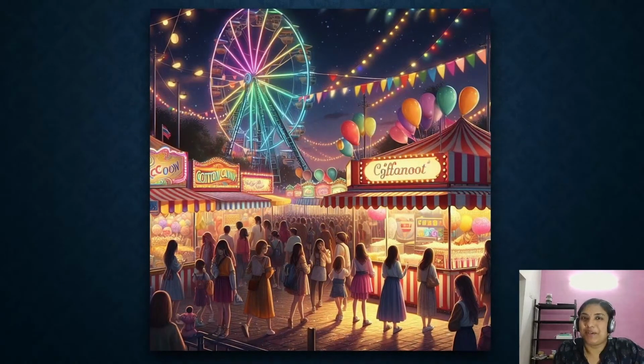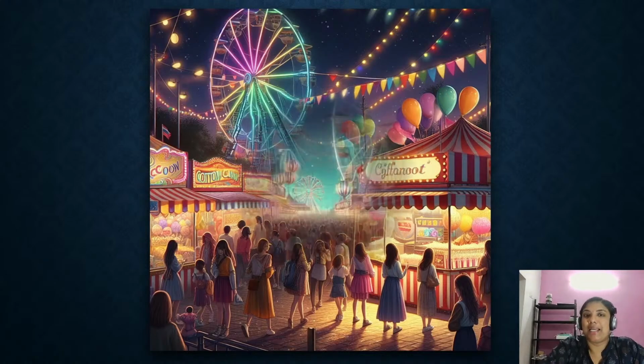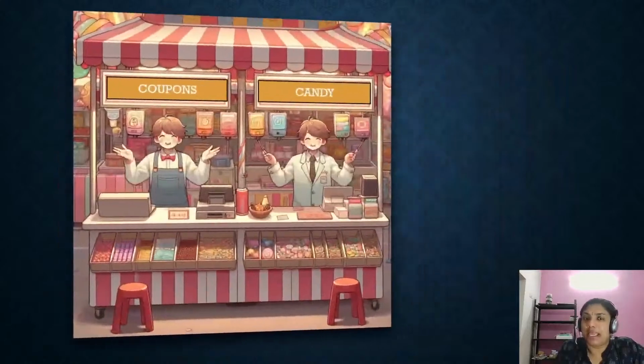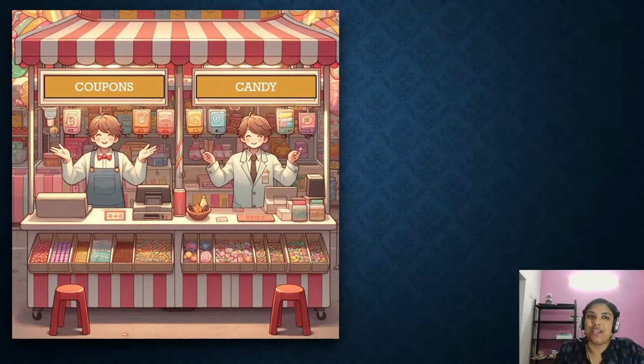So, some friends are going to this carnival. Okay, and this carnival consists of so many stalls. Game stalls were there, food stalls were there, activity stalls were there, and these friends decided to go to a candy store. Okay, and this particular candy store had two counters, one for buying the coupons and the other for getting the candies. And there was an offer, as many coupons you buy from the first counter, you will get that many number of candies plus three more extra candies.